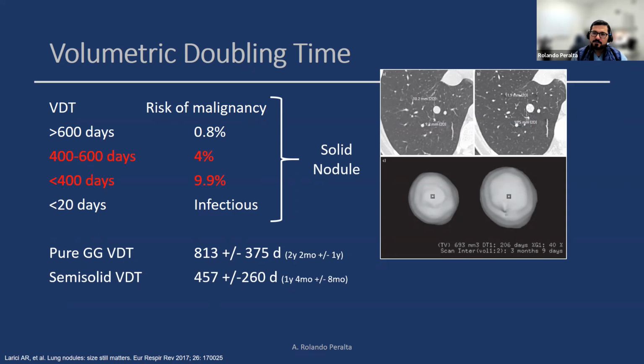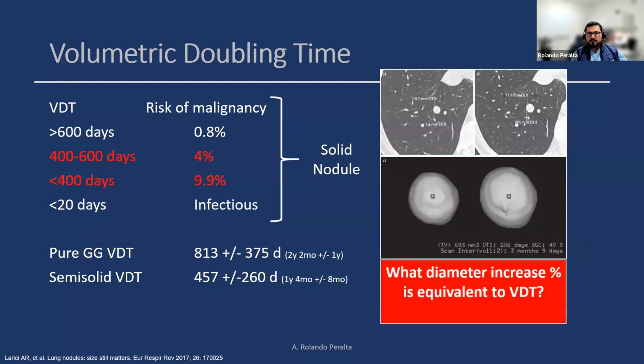In this example, this lesion went from roughly 10 millimeters to about 12 millimeters. So there's only a 2 millimeter change in the diameter of that lesion. But if you calculate the volume, it has increased about 40%. That seems significant, right? And in a period of 206 days in this particular case, it increased 40%. So what does that mean to us? Since we get reports on diameters and not volumes, what diameter increase is equivalent to a volumetric doubling time? The answer is about 26%. So if you have a lesion that increases by diameter 26%, it has already doubled in volume.